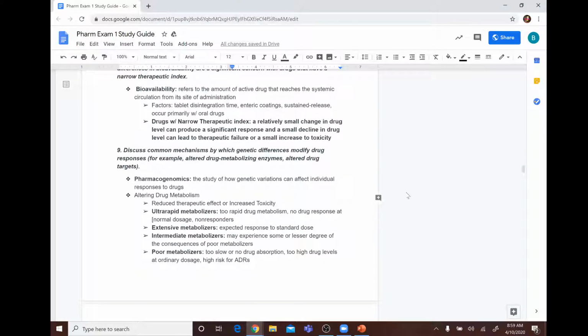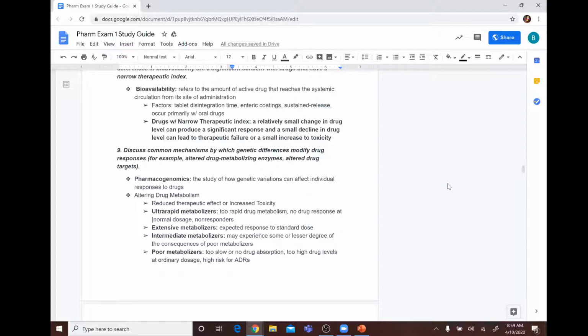What are ultra rapid metabolizers? Too rapid drug metabolism, no drug response at normal dosage. What are extensive metabolizers? Expected response to standard dose.